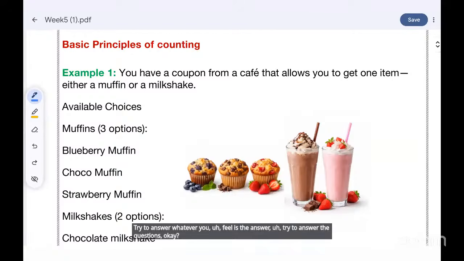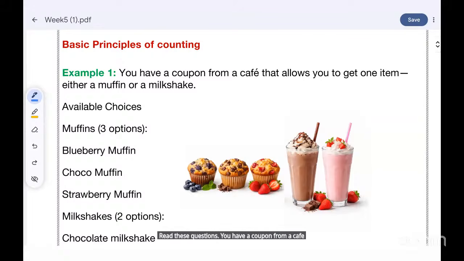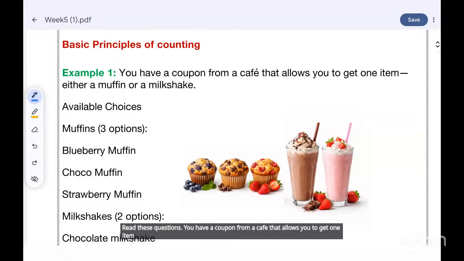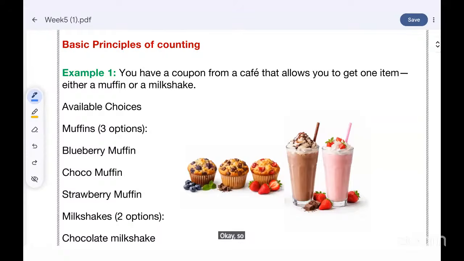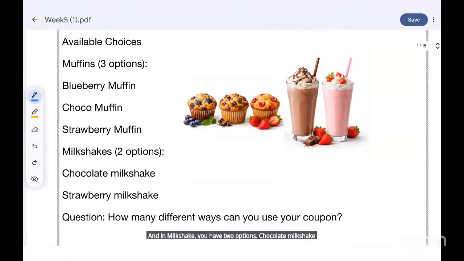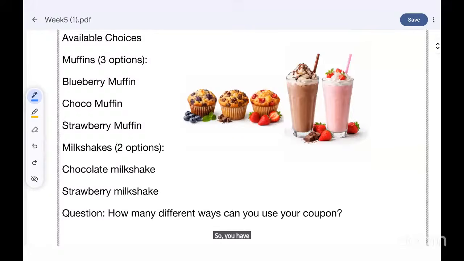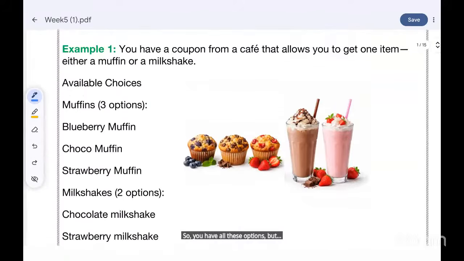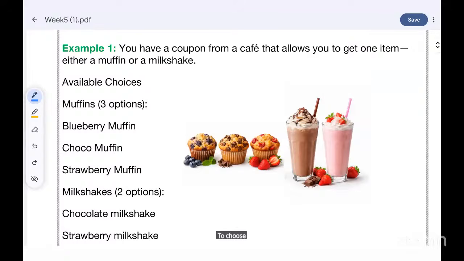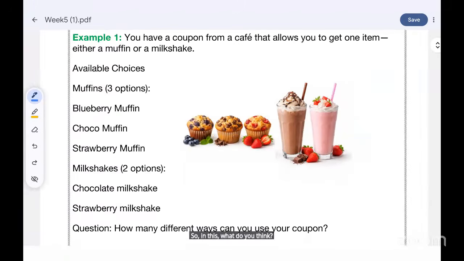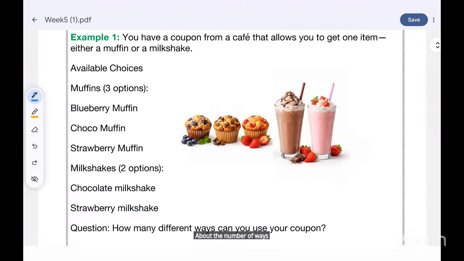Okay. Read this question. You have a coupon from a cafe that allows you to get one item, either a muffin or a milkshake. The following are the available choices for you. You have three different options of muffins: blueberry, choco, and strawberry. And in milkshake, you have two options: chocolate milkshake and strawberry milkshake. Your coupon allows you to choose either a muffin or a milkshake out of all this. So what do you think about the number of ways you can choose your coupon? Right. 5. 6. Very ways.